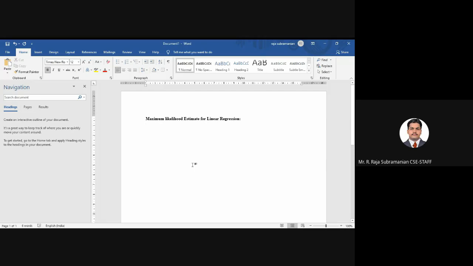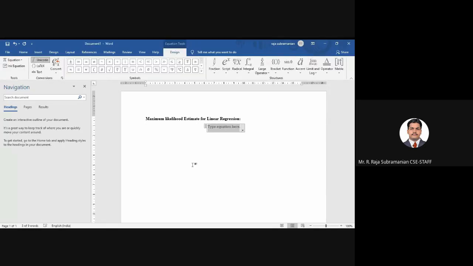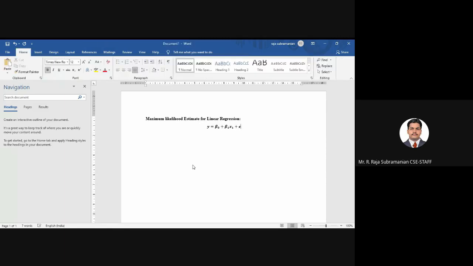See, now we are going to use just the same equation that we used for the least square estimate. With that equation, we are going to estimate some parameters that need to be computed by maximum likelihood. That is, y is equal to beta naught plus beta 1 x 1 plus, sorry, plus I write it as epsilon. So this is the equation we are going to take.